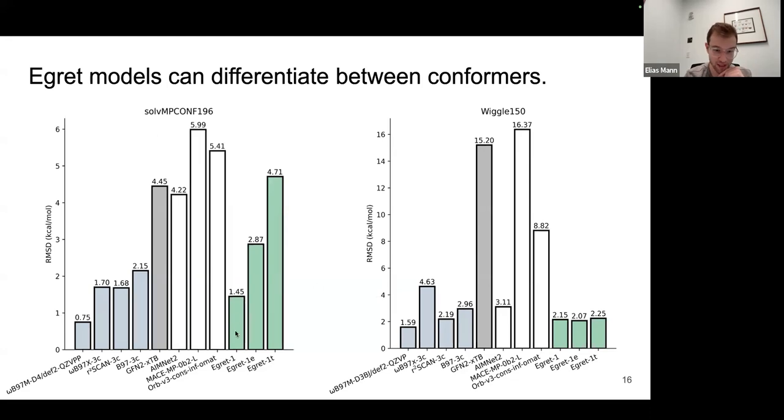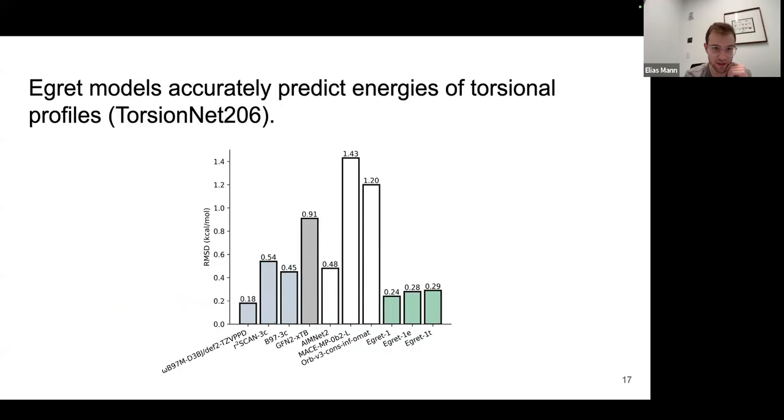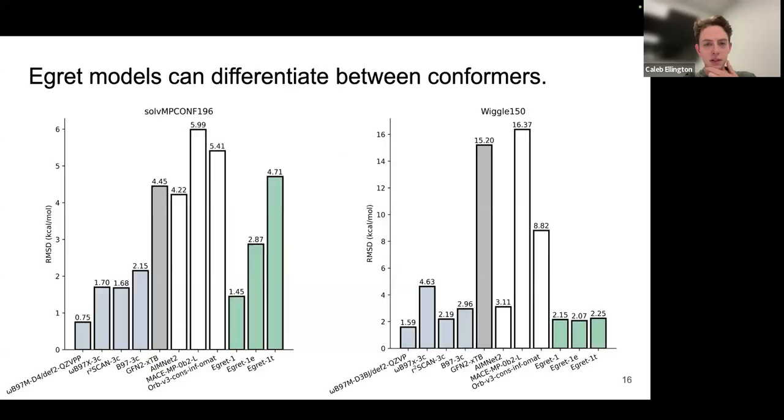We can pretty well. It seems like Egret-1, our general purpose model, does a lot better than the other two configurations on this set, whereas they're pretty even here. But as you can see, they're pretty on par with these DFT methods. And so identifying differences in conformers is going to be looking at ranking, like looking for differences in overall energy.